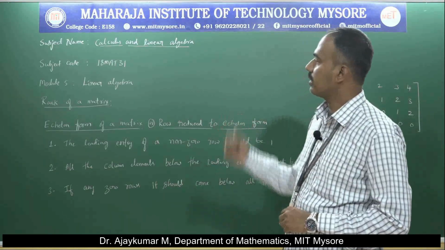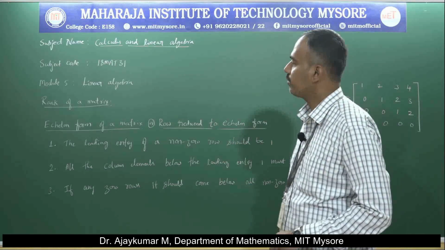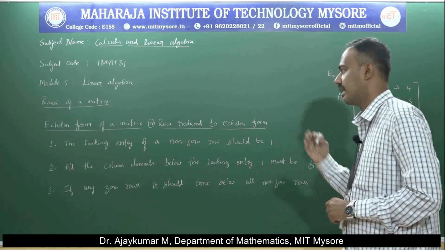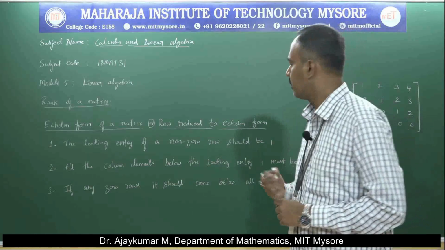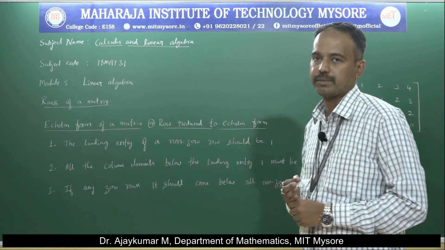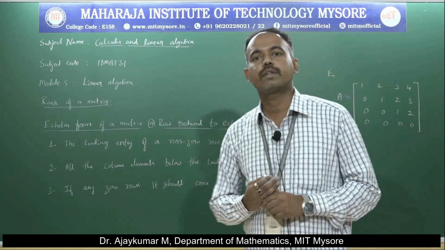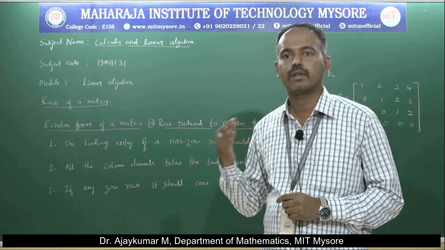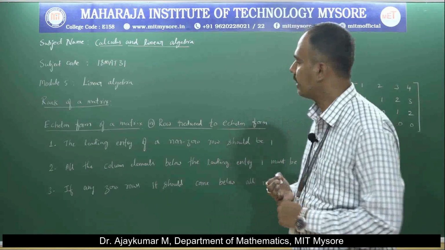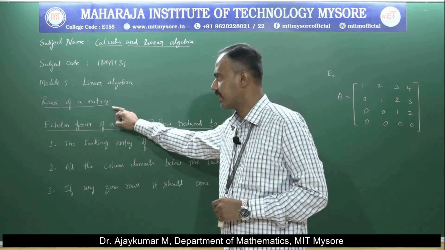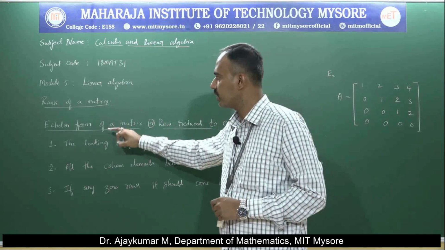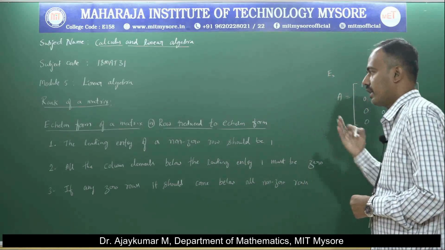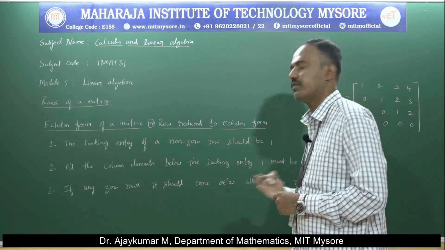Before going to the rank of a matrix, first you have to understand the echelon form of a matrix. Another name is the row reduced echelon form. All of you are already familiar, up to the PU level, with matrix representation and some of the operations of matrices. Here, directly starting with the concept of the rank of a matrix.